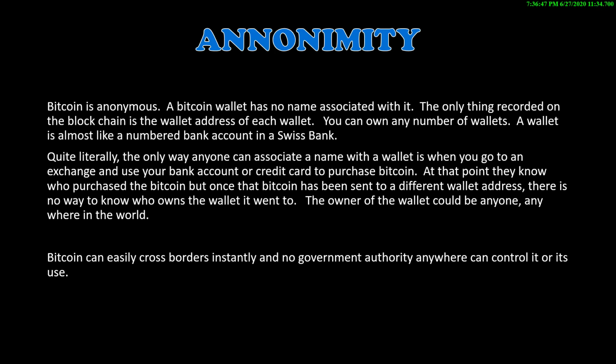Quite literally, the only way anyone can associate a name with a wallet is when you go to an exchange and use your bank account, debit or credit card to purchase Bitcoin. At that point, they know who purchased the Bitcoin, but once that Bitcoin has been sent to a different wallet address, there is no way to know who actually owns the receiving wallet that it went to. The owner could be anyone, anywhere in the world. Bitcoin can easily cross borders instantly, and no government authority can control it or its use.